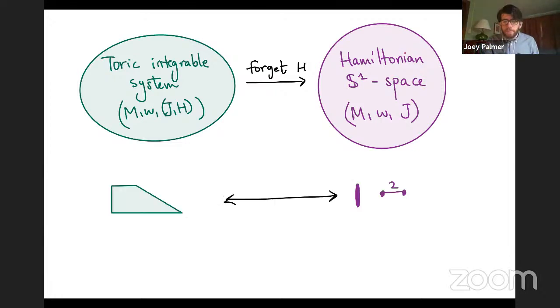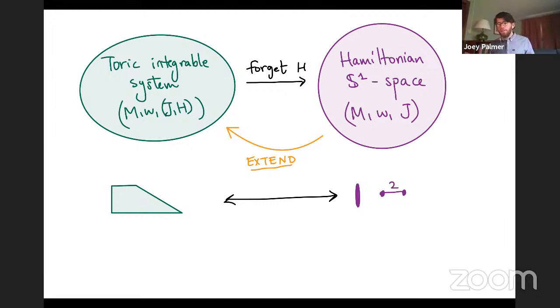And these are pictures that I'll talk about in a minute. These are both supposed to be the second Hirzebruch surface. Somehow from the polygon that's related to the toric integrable system, you can write down the graph that classifies the Hamiltonian S1 space. And so, of course, the interesting thing here now is going to be going the other direction.